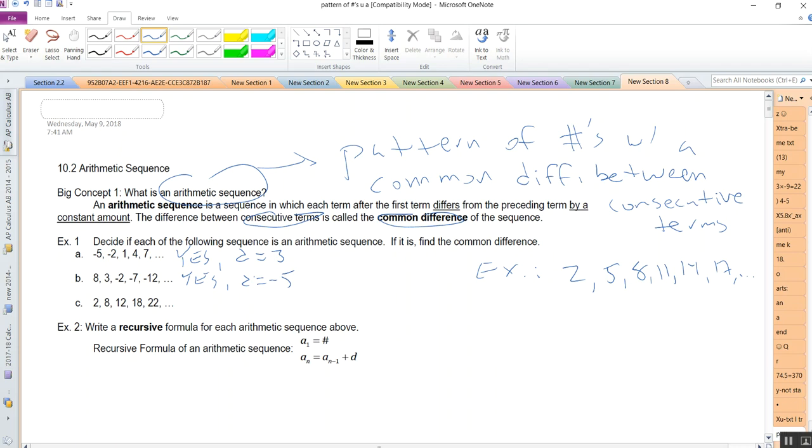Lastly, for c, we go up by 6 to go from 2 to 8, but then go from 8 to 12, up by 4, then back up by 6 and up by 4. It's not consistent, so I'd say no. There's a pattern for sure, but not a common difference.